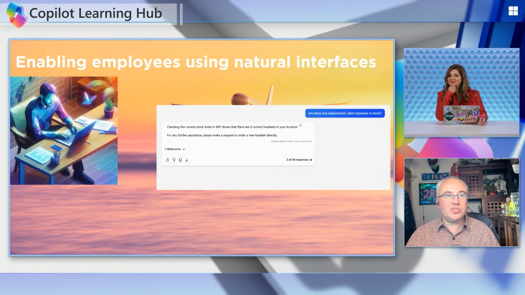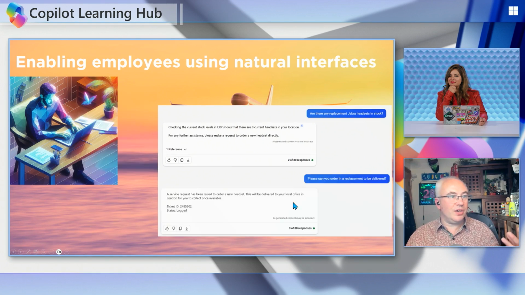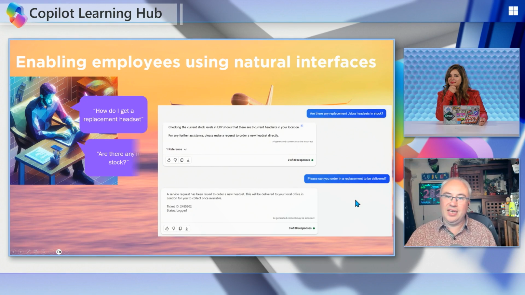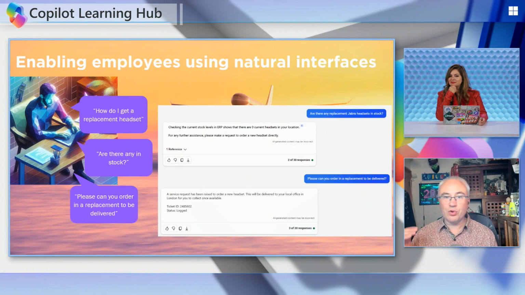I can then in the next one say, are there any replacement Jabra headsets in stock? And it can check that ERP dynamically and say that there are none currently in stock. For any system, please make a request. And my next conversation can be, please, can you order a replacement? And it will log that ticket into the system. There will be a human there to deal with that and send it through. It's all linked together, all in 3 conversations right there, all in that flow within Copilot.